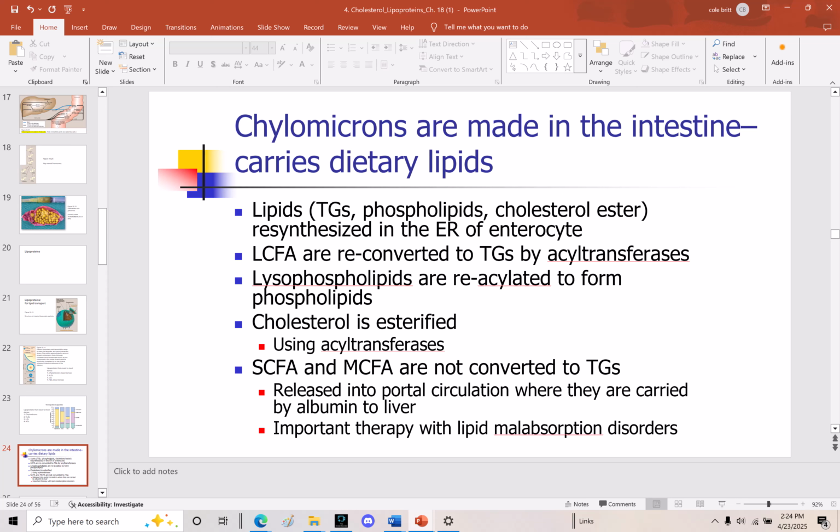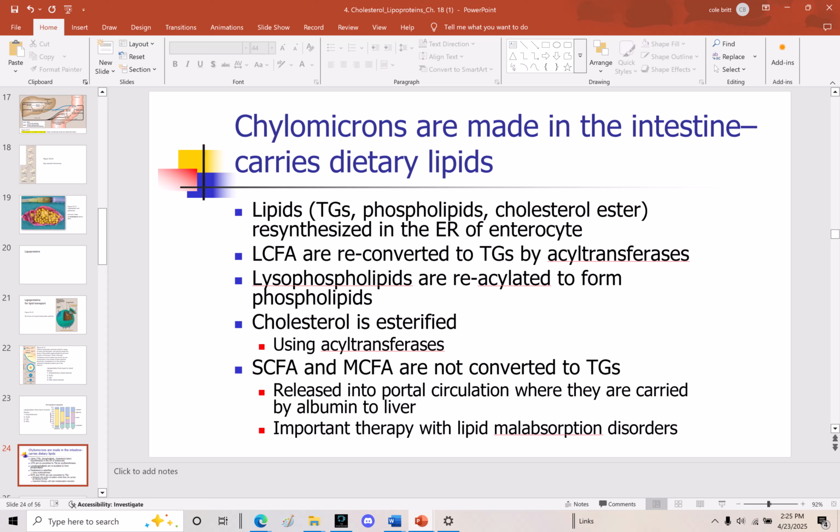So you actually have the long-chain fatty acids are going to be converted back to triglycerides. Here's an acyl transferase. So remember, acyl transferases are what's going to put the fatty acids onto the glycerol backbone. So you remake the triglycerides, you remake the phospholipids, and you remake the cholesterol esters. You remake them all in order to package all of those great lipids into the chylomicron, so that chylomicron can take them into the lymph, into the blood, and deliver them to tissue.